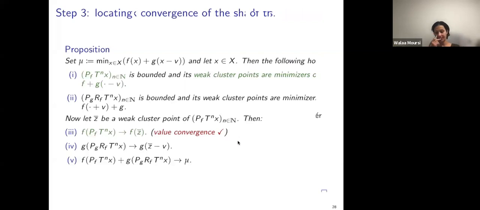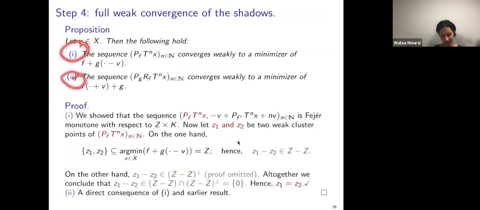And then the last step, the full weak convergence of the shadows. So again, I care about item 1. Item 2 is a direct consequence, more technical stuff, so I won't go through anything about item 2. But just believe me, once we prove this one, and with a little bit of work, we can get item 2. So I care about item 1. That is the primal shadows that I claim converge weakly to a generalized solution or normal solution. How do we show that? Well, we show that the sequence is Fejér monotone with respect to Z times K. What is Z? Z is the generalized solution set of the primal problem. K is the dual part. We won't work with K, but the thing is, we get Fejér monotonicity in the product space only, and that's why we need to restrict ourselves there.